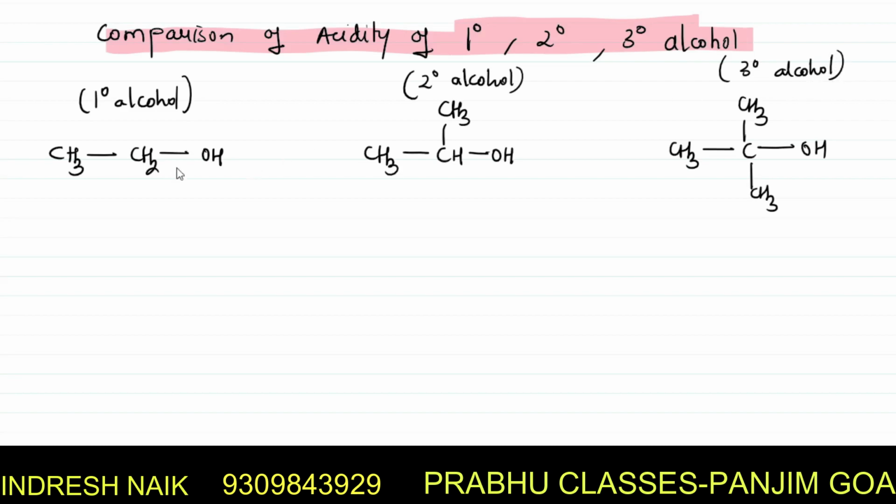Right? So here OH is connected to a carbon. Further, it is connected to only one carbon. That is the meaning of primary. Here OH is connected to this carbon. Further, it is connected to only two carbons. This is secondary. Here OH is connected to this carbon. Further, it is connected to three carbons.